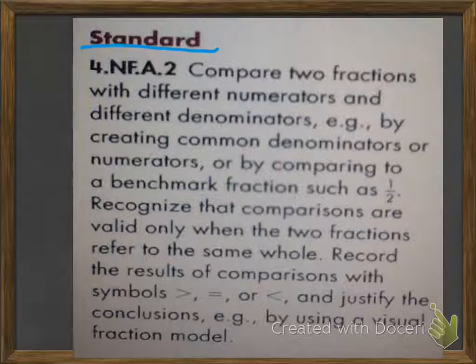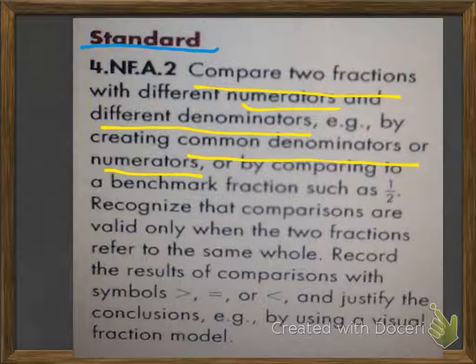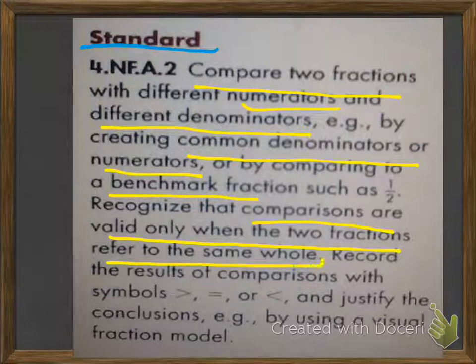Our standard is to compare two fractions with different numerators and different denominators by creating common denominators or numerators, or by comparing a benchmark fraction such as 1/2, and recognize that comparisons are valid only when the two fractions refer to the same whole. And we record the results of comparisons with symbols greater than, equal to, or less than, and justify the conclusion by using a visual fraction model.